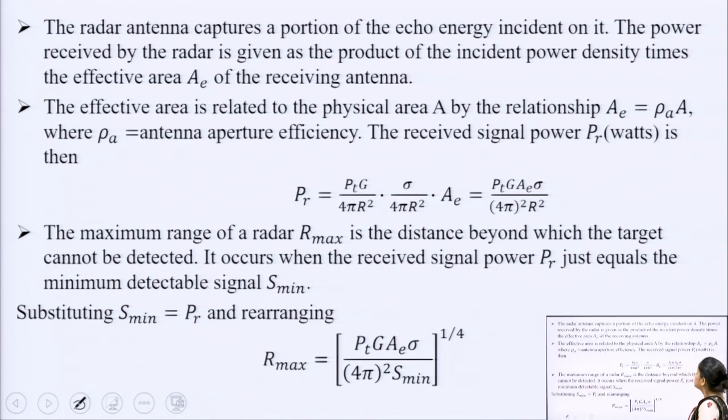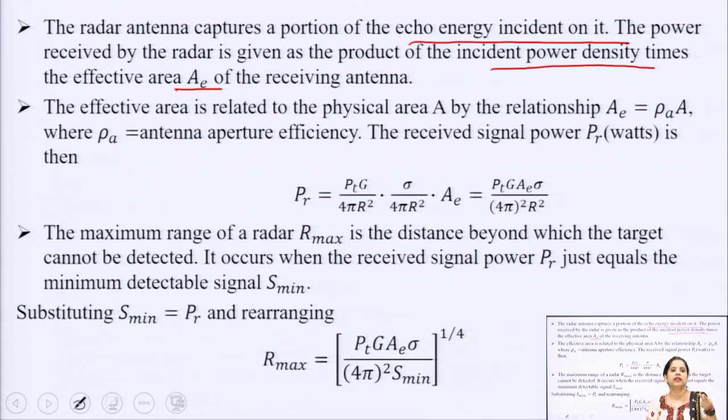Now, the radar antenna captures a portion of the echo signal energy incident on it. The power received by the radar is given as the product of the incident power density times the effective area A of the receiving antenna. We are already aware that there exist two types of area in the case of an antenna: the physical area and the effective area. In the working condition of an antenna they always differ. Effective area defines how much area is effectively doing the work. For example, in the receiving section, if my palm is the complete antenna, this is the physical area of the antenna. But if only this much part is actively receiving the signal, this is called the effective area.